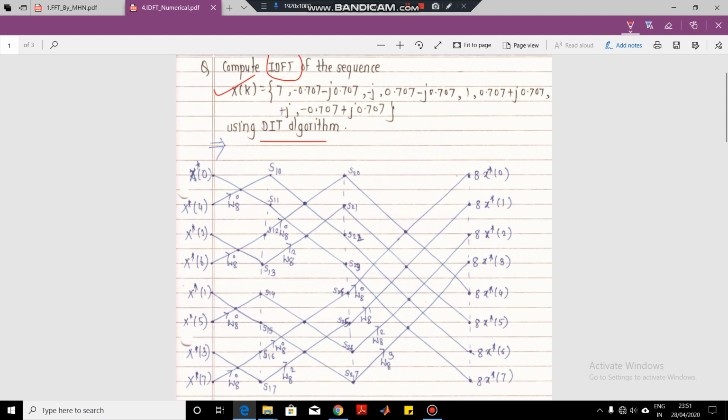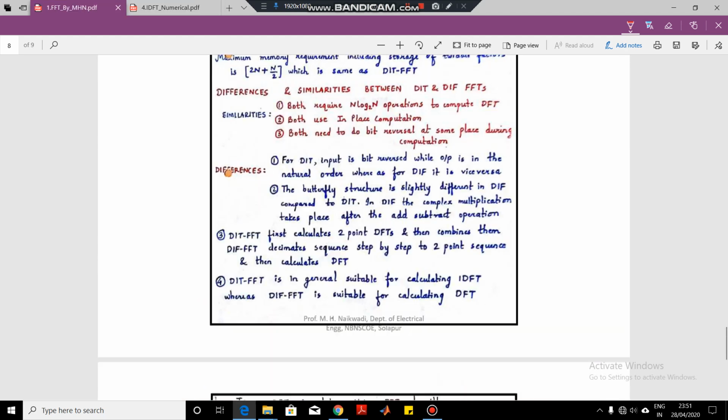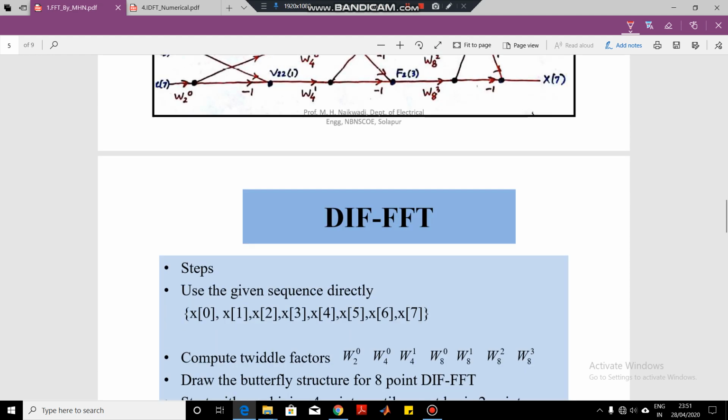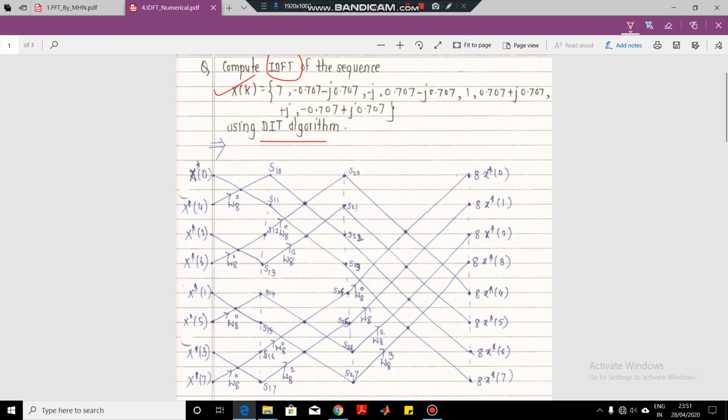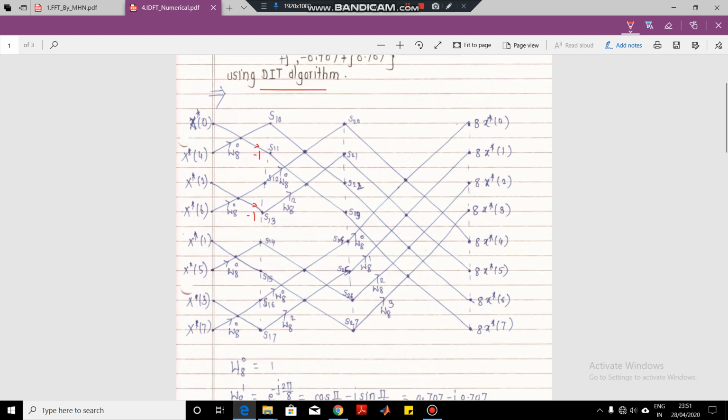So first we draw the butterfly structure. We remember the basic butterfly for DIT FFT. So this is our basic butterfly structure for DIT FFT. First we have the trivial factor, then we have the minus sign. So here we will have the minus 1 sign. You have to draw the minus 1 sign at every place. Here this is minus 1, here it is minus 1.